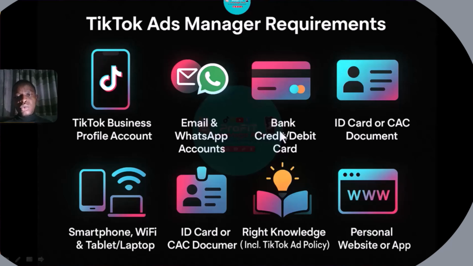Away from this, you will need a bank credit or debit card. We'll be talking more about this in the training. Then you need an ID card or a CAC document. That's the reason I also added a bonus on how to register a business name with the CAC. Then you need, of course, a smartphone. You also need a laptop or a tablet. And then you need data and network, that's internet network. Very, very important.